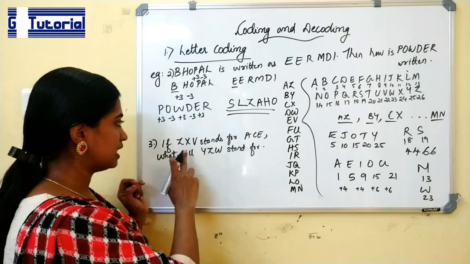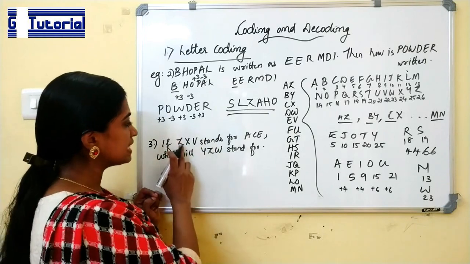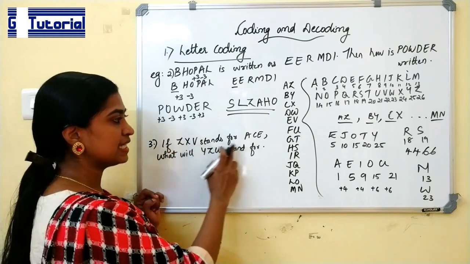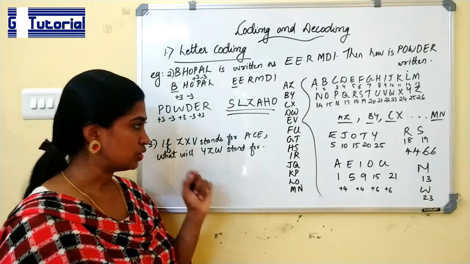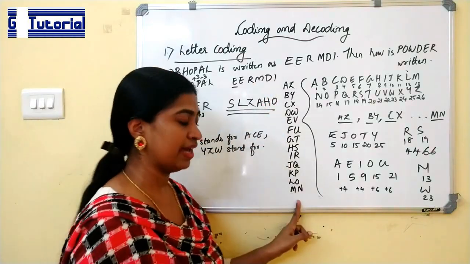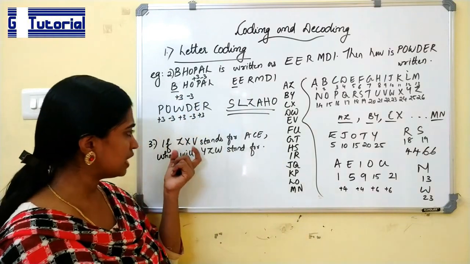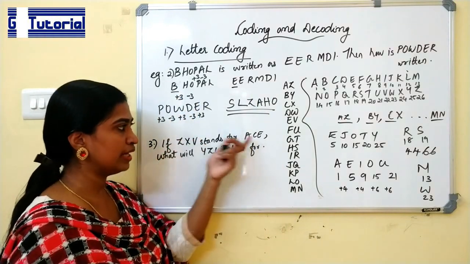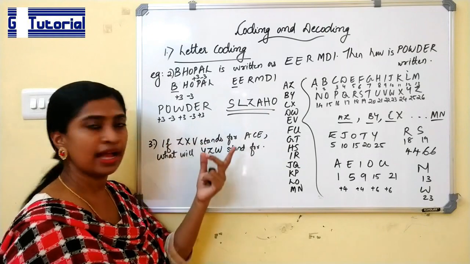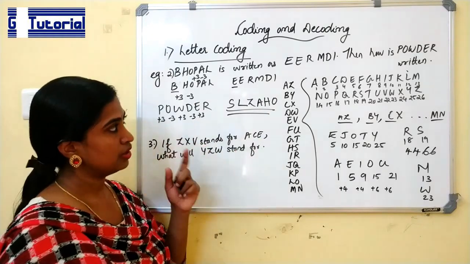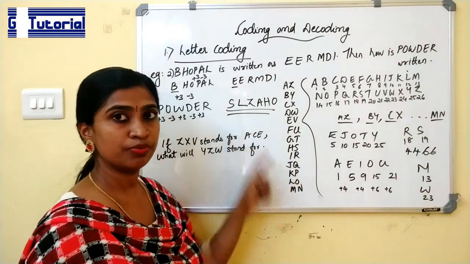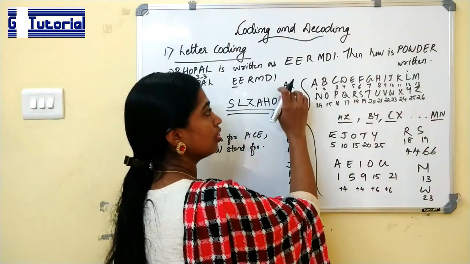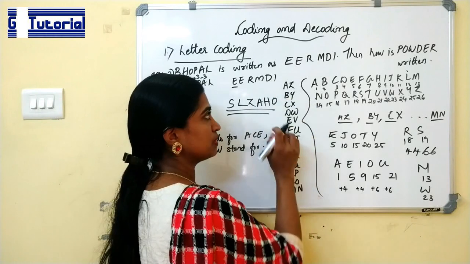Next, let us see another question. If XB stands for ACE, then what will be the code for this? So, if you are studying this pair, when you see the actual word and its code, you will suddenly get the idea how to solve it. As I have mentioned in the first video, how to memorize this. This is the code. A and Z form a pair, B and Y form a pair.